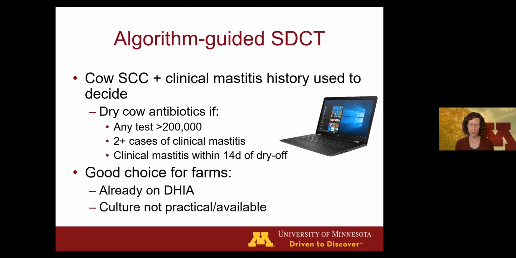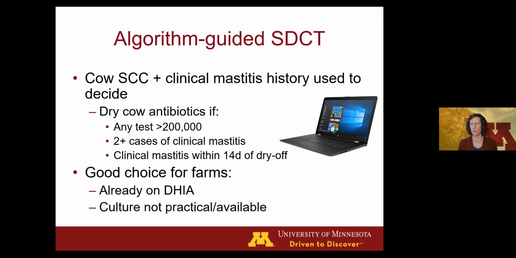Other farms have the option of what we call algorithm guided selective dry cow therapy. And what that means is we're going to use some combination of data that we already have to make a decision about whether or not a cow or quarter is likely to be infected at the time of dry off. Most algorithms are going to use a combination of somatic cell count history and clinical mastitis history to decide whether or not the cow is going to get antibiotics. So a common algorithm that has been studied is the cow gets dry cow antibiotics if she has any test in this current lactation over 200,000 cells per mil, if she's had 2+ cases of clinical mastitis, or any clinical mastitis within the last 14 days of dry off.